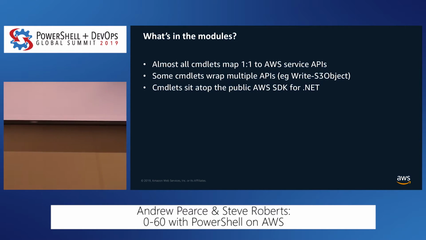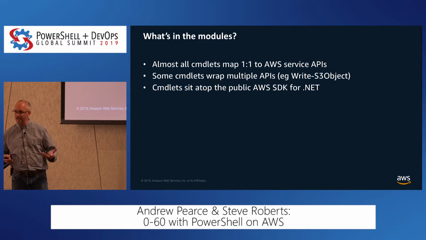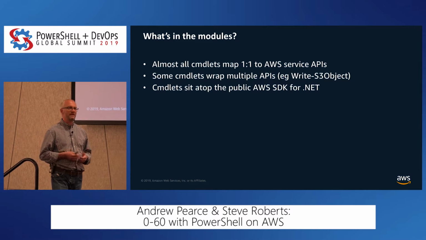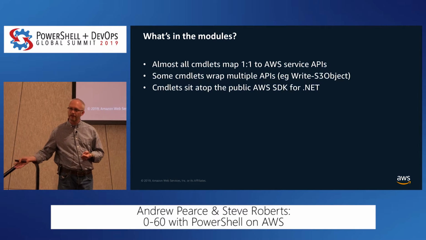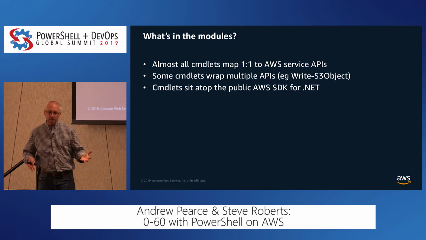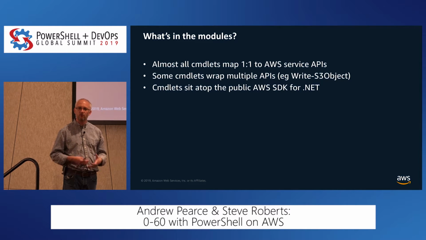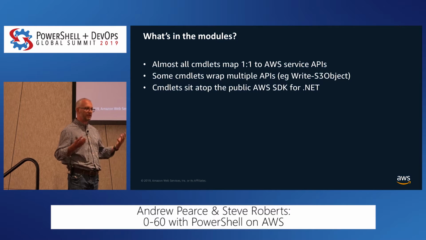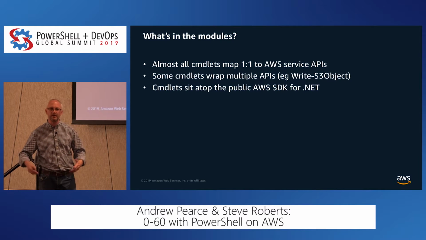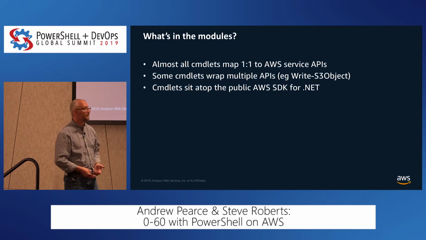So I've talked a lot about the modules, what's in them. Basically, that's a lot of commandlets, right? 5,510. Each commandlet pretty much maps one-to-one to an AWS service API. Some commandlets wrap multiple APIs. The actual modules themselves sit on top of our AWS SDK for .NET, so they take advantage of all the authentication and authorization in there, and all the on-the-wire marshalling. You don't need to worry about any of that. You're not calling a REST API, you're calling a logical API. Underneath the covers, it does all the work for you.